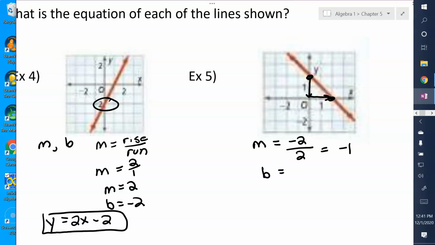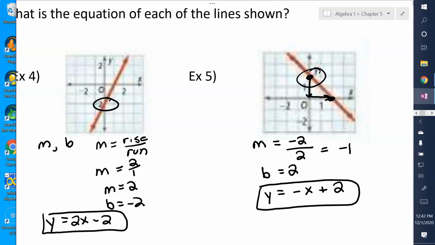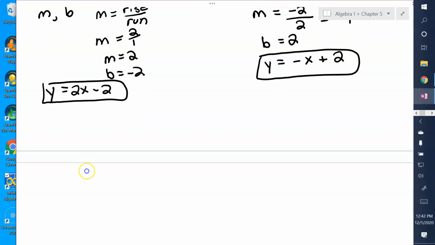My y-intercept is right there, and that happens to be 2. So now my equation is y equals -x plus 2. You don't have to write the 1. That's assumed. So the negative is because it's -1, and I'm not writing the 1 in front. Downhill, negative slope. Yep, I have a negative there, so I know I'm good.